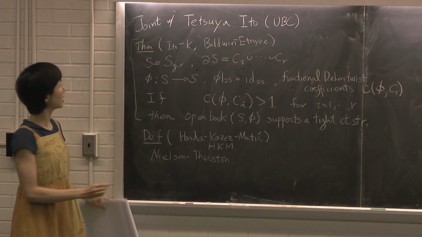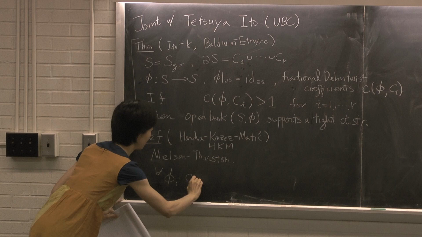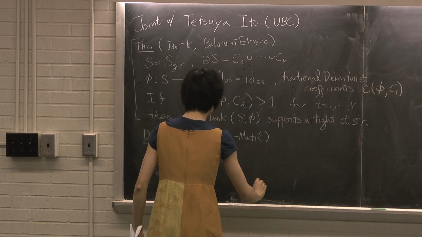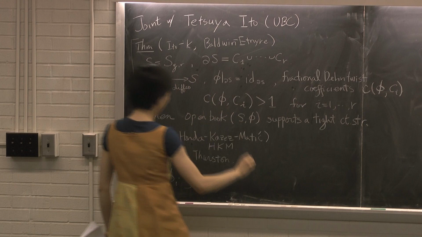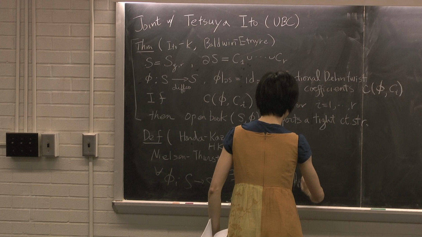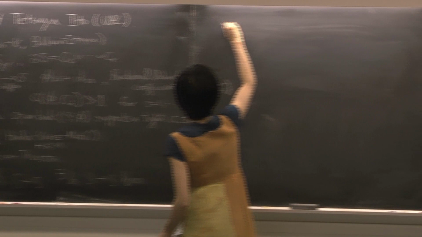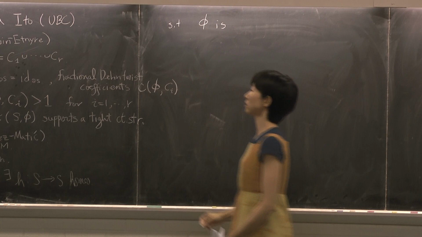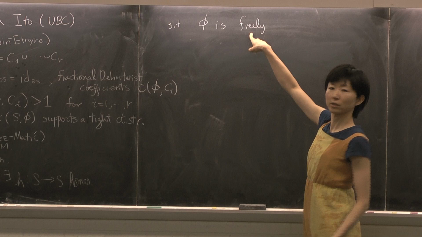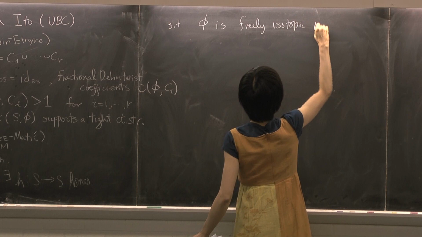tells that for any diffeomorphism fixing the boundary, there exists a homeomorphism. I didn't say diffeo. Homeomorphism h of the surface such that φ is freely isotopic to h. That means the boundary may not be fixed.